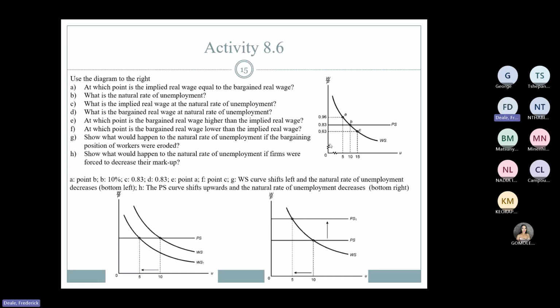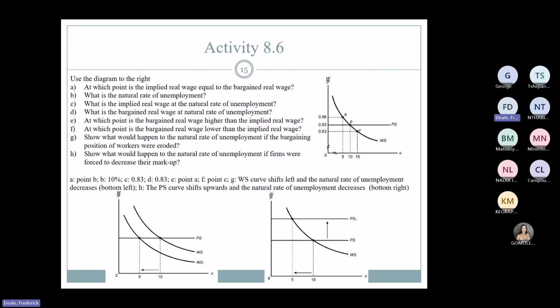Okay, so that's just navigating around this model that we've introduced in this learning unit, right? Now the next one is, well, okay, we now need to think about the shifts. We've introduced the shifts, we looked at them in the previous slide, but now the question is: show what would happen to the natural rate of unemployment if the bargaining position of workers were eroded.